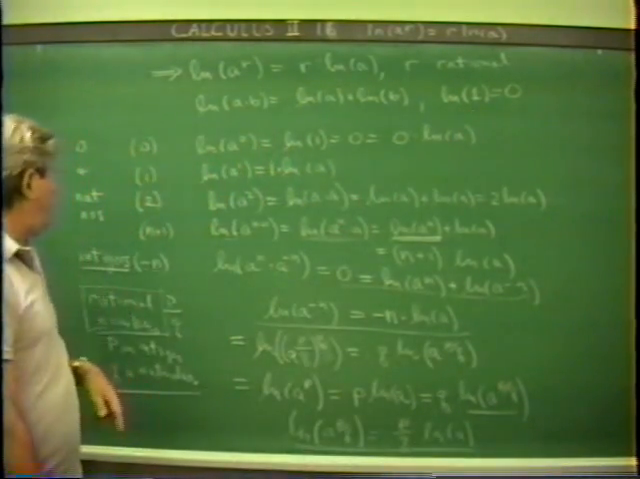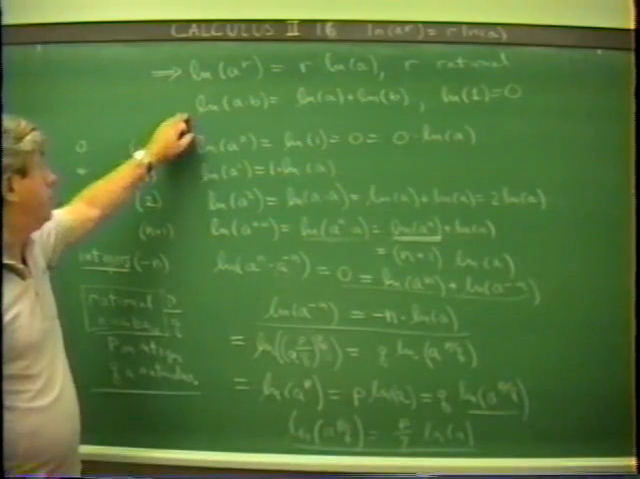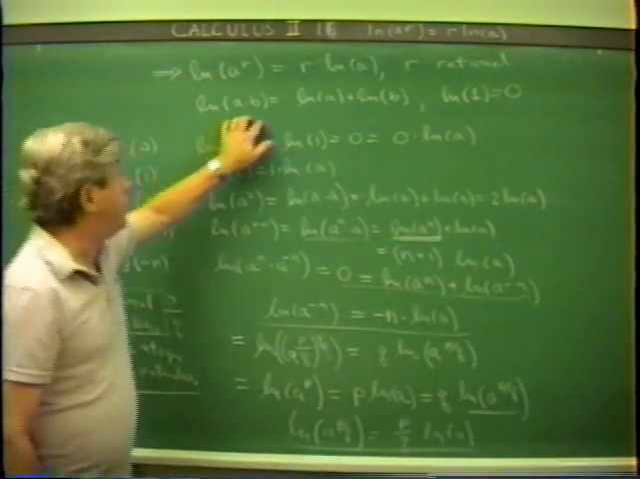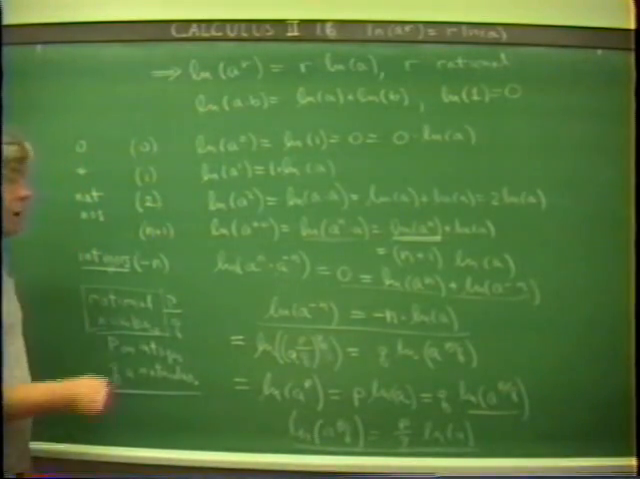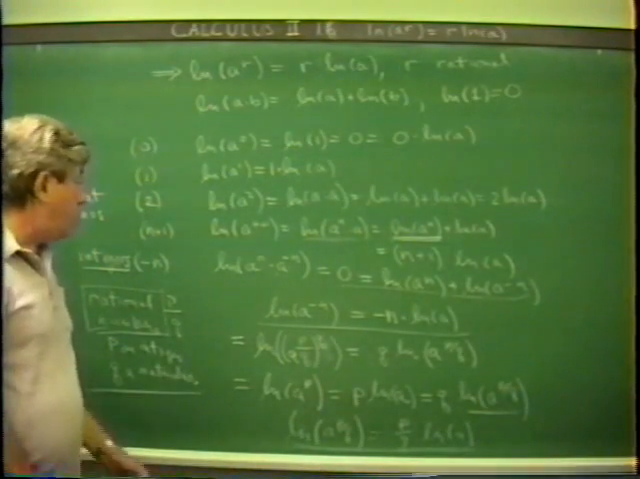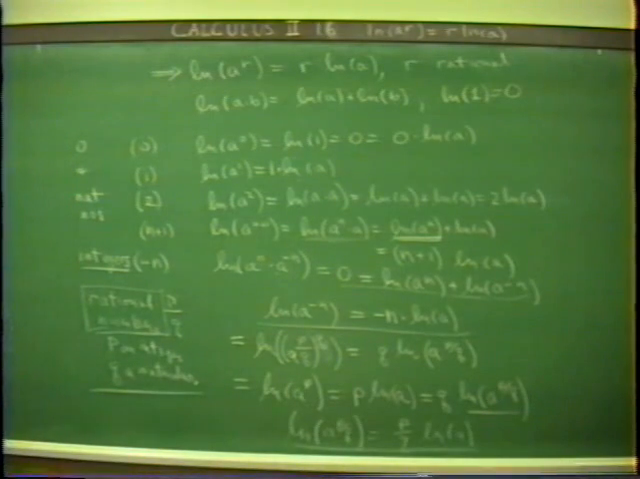And it follows simply from this fact right here, and in fact the logarithm of 1 is 0. Those are the only real properties that we use in the logarithm. So any function that satisfies these two things here is going to satisfy the top one up here. In particular, our natural logarithm.